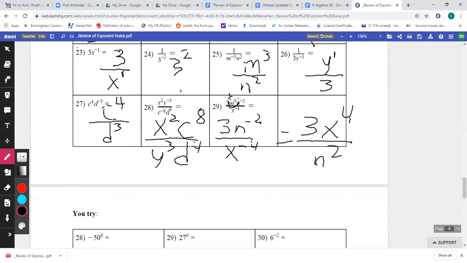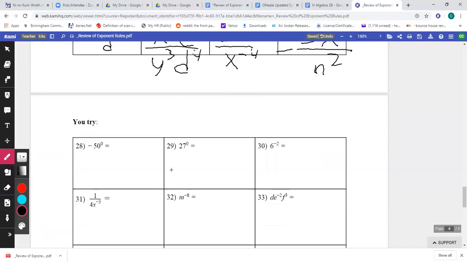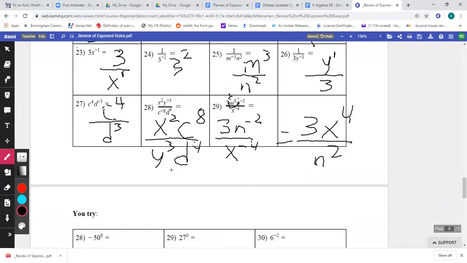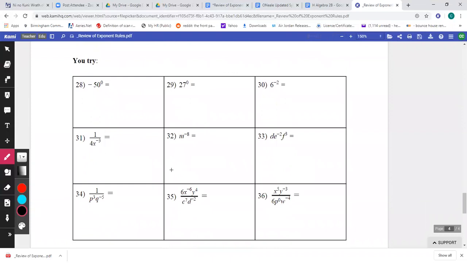Okay, so once again, you are going to try the next 9 on your own first. What I want you to do is please pause the video and try these on your own first. And then once you finish them, or at least tried your best, unpause the video so you can correct your answers. Okay, so number 28 should be negative 1. 29 should be 1. 30 is 1 over 6 squared. So this is 1 over 36.